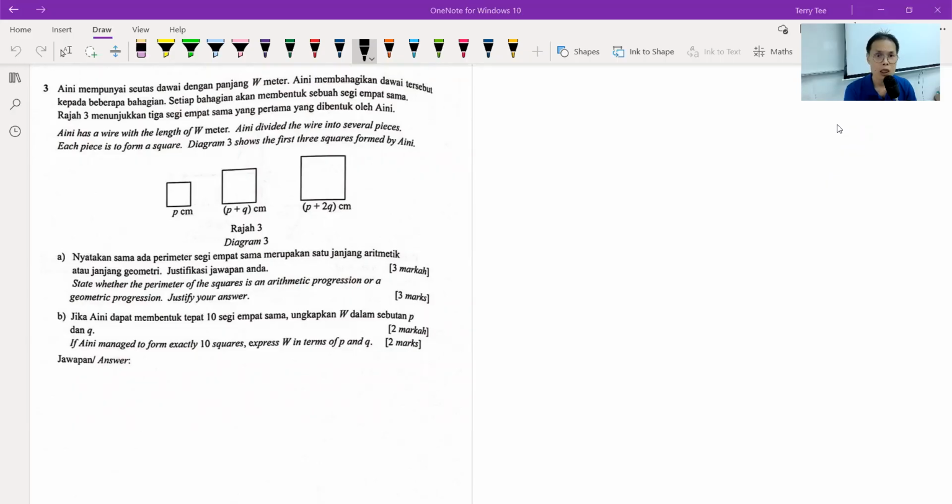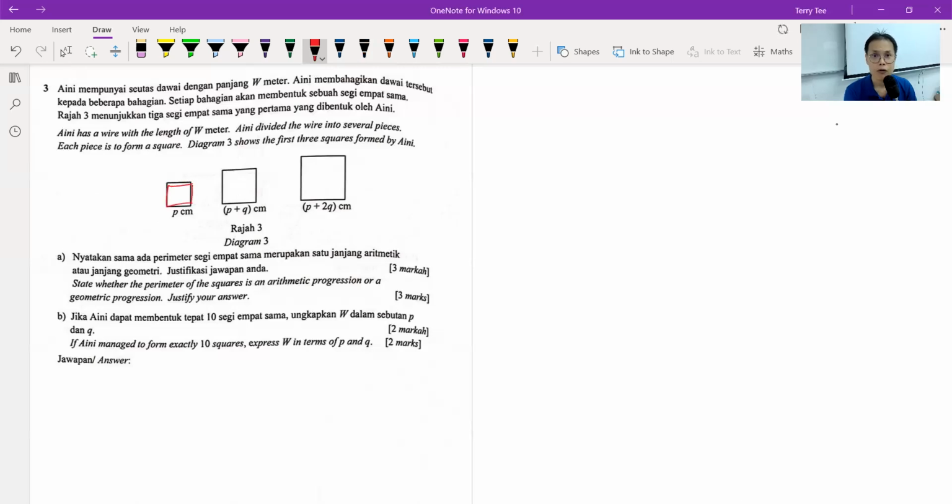So you're supposed to state whether the perimeters of the squares form an arithmetic progression or a geometric progression. Okay, we know perimeter means the sum of the lengths of all sides. In this case, the first one you can see, the first square has a side length of B.